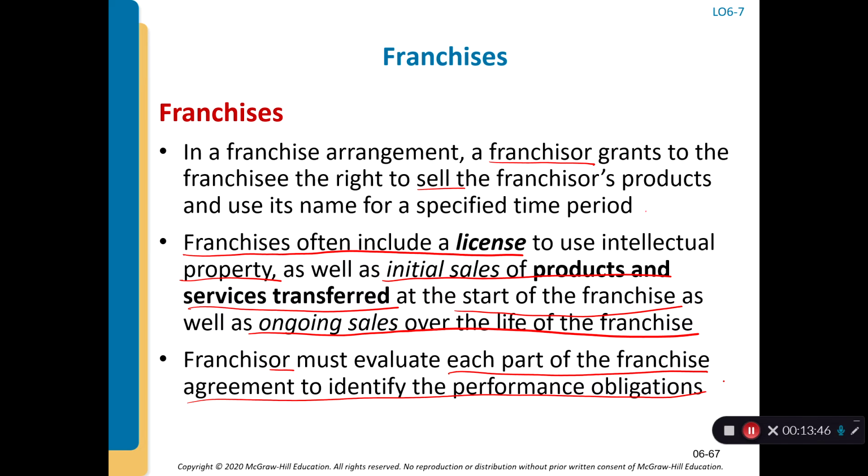So therefore, the franchisor, in this case McDonald's, must evaluate each part of their franchise agreement to identify performance obligations. In other words, McDonald's will find out there are multiple performance obligations. For example, the license itself is an obligation, right? Delivering the license is an obligation, and it will be recognized over a long time period, which is 20 years. And also training employees is a service obligation, and selling me the fryers is another obligation. So there are multiple obligations associated with a franchise contract.